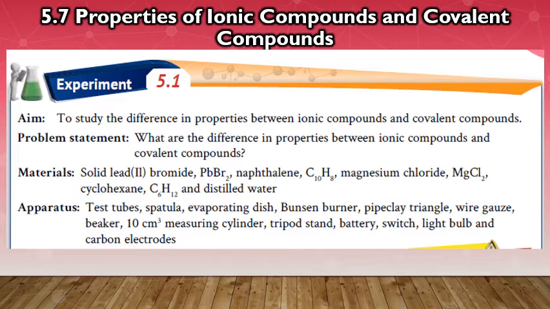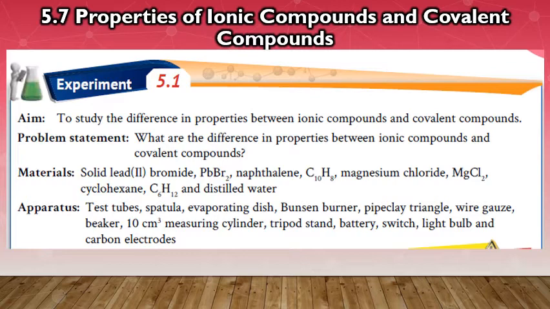For B, to find the solubility of compounds in water and organic solvents, the conclusions are, ionic compounds are usually soluble in water. Covalent compounds are usually soluble in organic solvents. For C, to find the melting point and boiling point of compounds, ionic compounds have high melting point and boiling point, and covalent compounds have low melting point and boiling point.